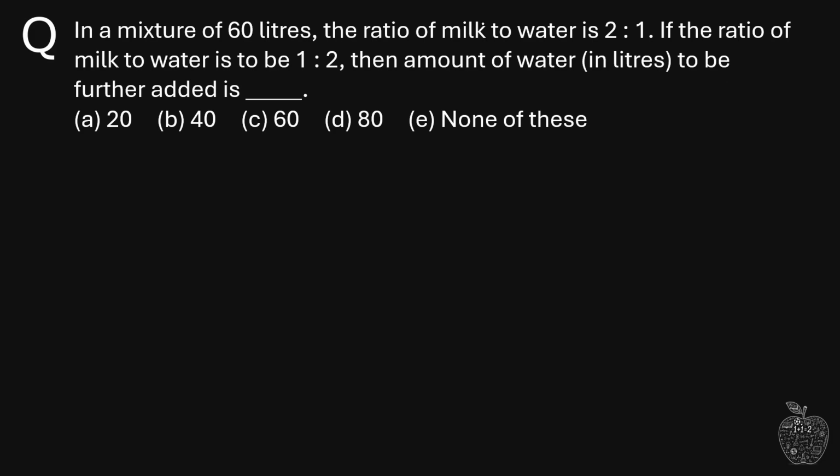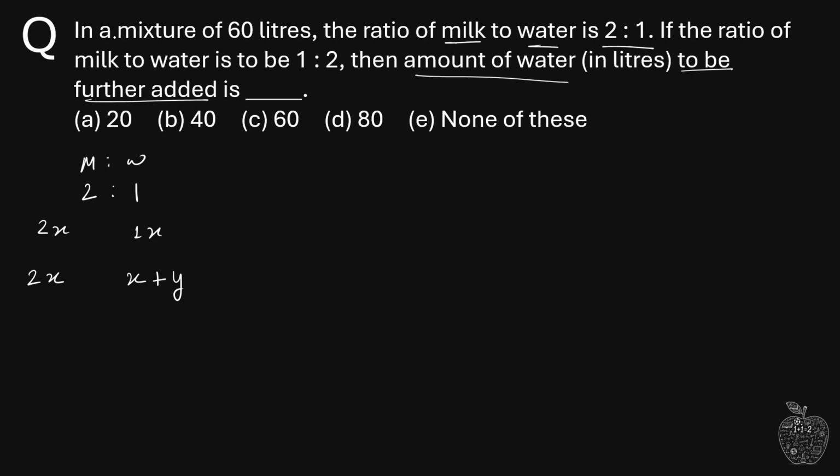Alright, so here we are given that the ratio of milk to water is 2:1. So let's say 2x milk is there and 1x water is there. The question is asking us the amount of water to be further added. So we are adding water here. The amount of milk will remain the same, which is 2x, and we are adding water. So in this x liters of water, let's add y amount of water, right?